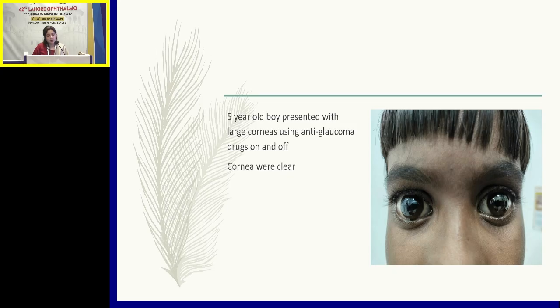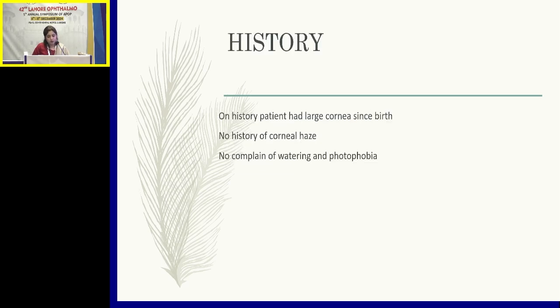Our third case is a boy who's 5 years old with a large cornea, and he's using anti-glaucomas on and off, like someone's prescribing them, someone's stopping them. The corneas were clear. On history, the patient had a large cornea since birth. There's no history of corneal haze, and no complaint of watering or photophobia.